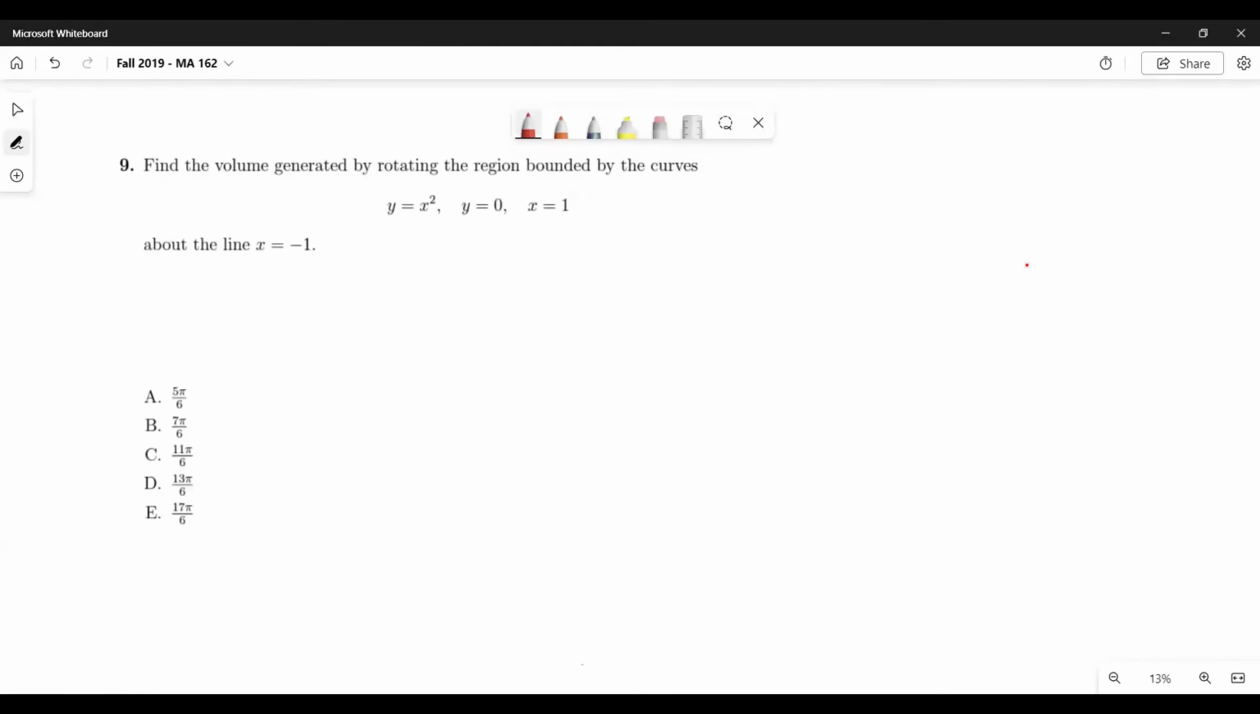So this question asks to find the volume generated by the curves. Let's draw the curves. So y equals x squared, y equals 0, there we go, and then x equals 1, like this. So the area is this region, and it's rotating around the line x equals -1. Okay, I feel like this would be very easy to use the shell method.